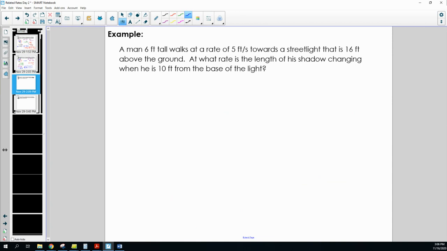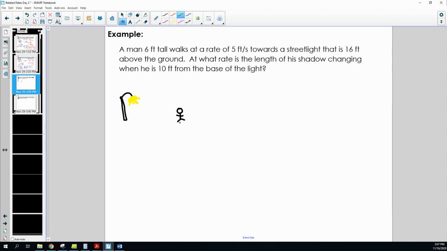Here's another type of problem. So we have a man who's 6 feet tall. He walks at a rate of 5 feet per second towards a street light. So I'm going to draw this very wonderful picture for you. Here's, I'll even make a little light here. Okay, there's my street light. And there's a man, and he is not going to look like the right size, but there he is. And he walks towards the street light.